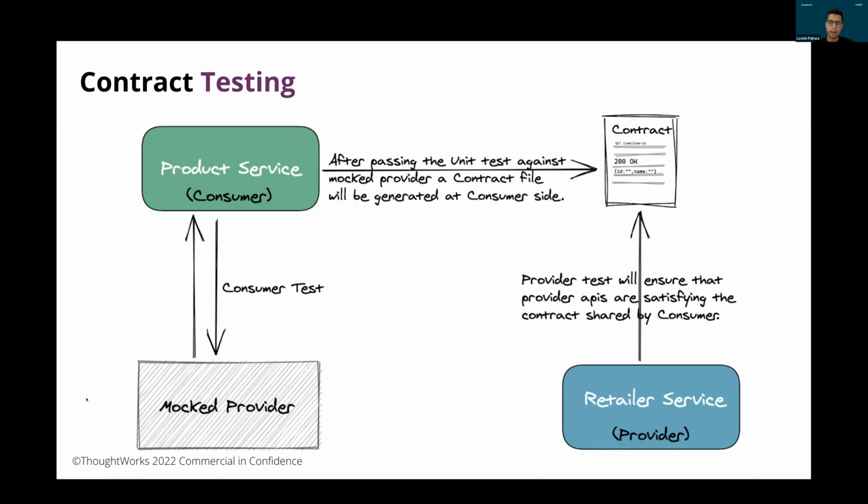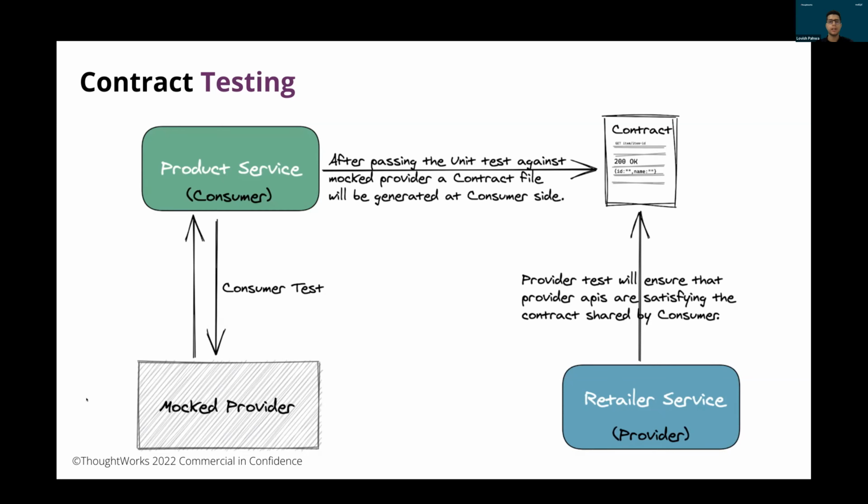That contract will contain the whole contract information, as you can see in the contract diagram: the API should be of GET type, the path should be item/item ID, and the response should be ID and name in the JSON. So this kind of contract will be created by the consumer, and then it will be the responsibility of the provider, that is the retailer service, to take care of that contract and satisfy the requirement of their consumer.